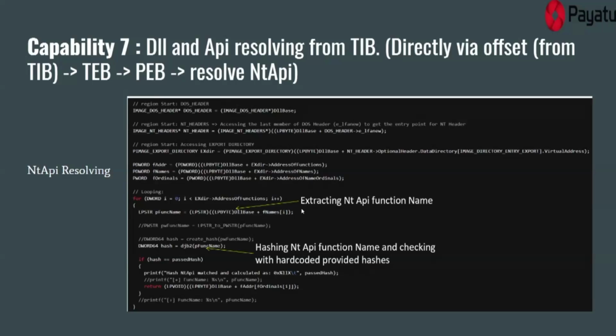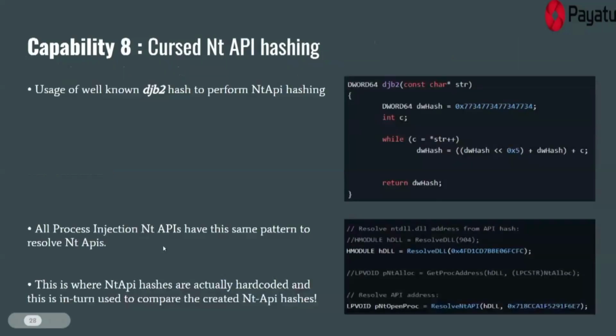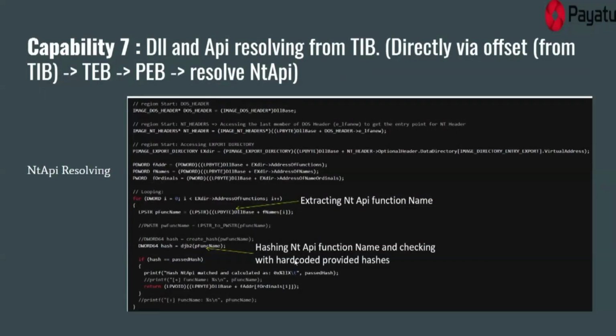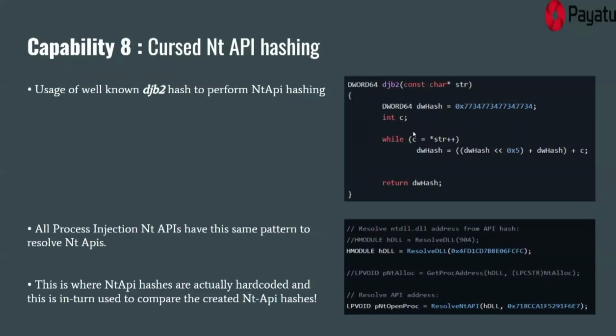So here in this line, we are actually extracting the NT-API function name. After extracting the NT-API function name, I am passing that function name to this particular function, DJB2. And DJB2, as you all know, is basically a hashing algorithm. So what it does is it creates a hash of this function name and checks it against the hard-coded hash, which I have mentioned here. So if these two hashes match, then this process becomes successful and it goes on performing NT-API execution via indirect system call. So this is the DJB2 hashing function which I used for performing API hashing.